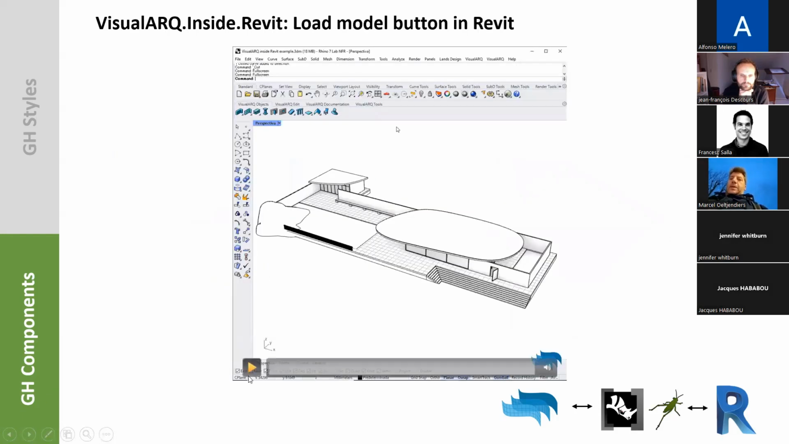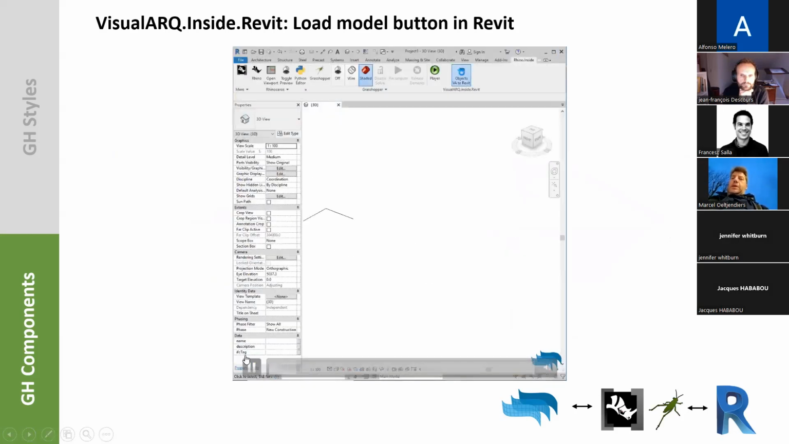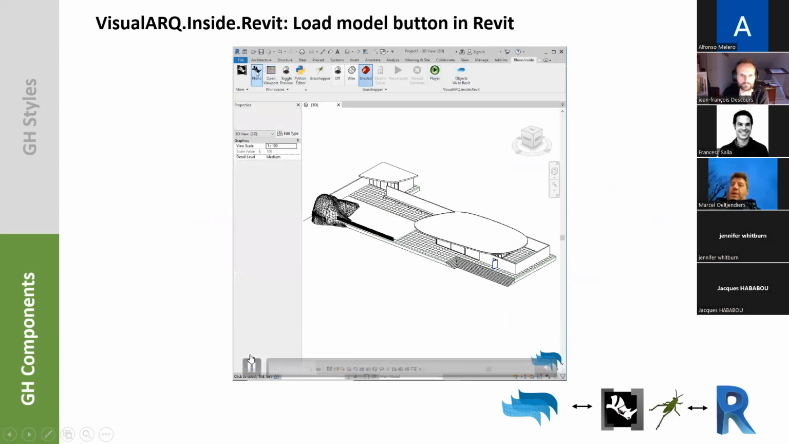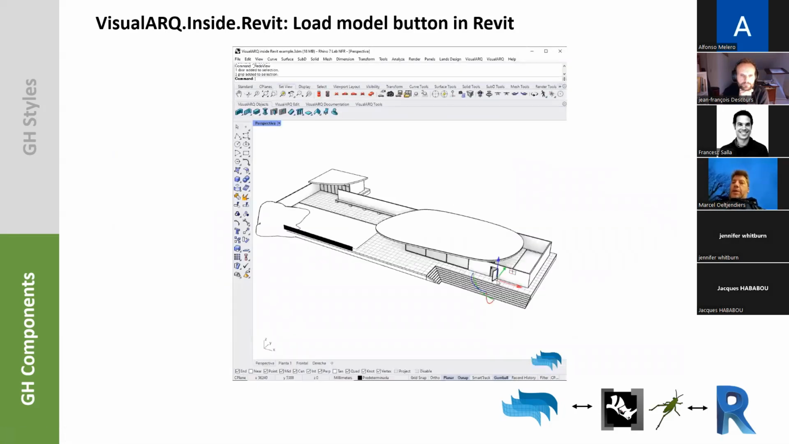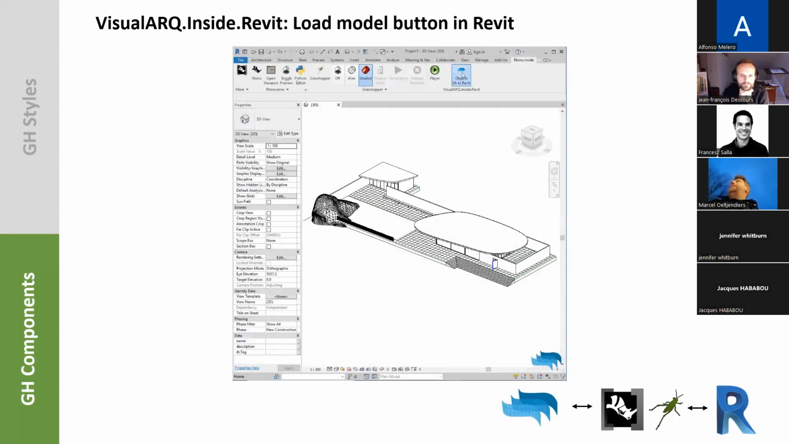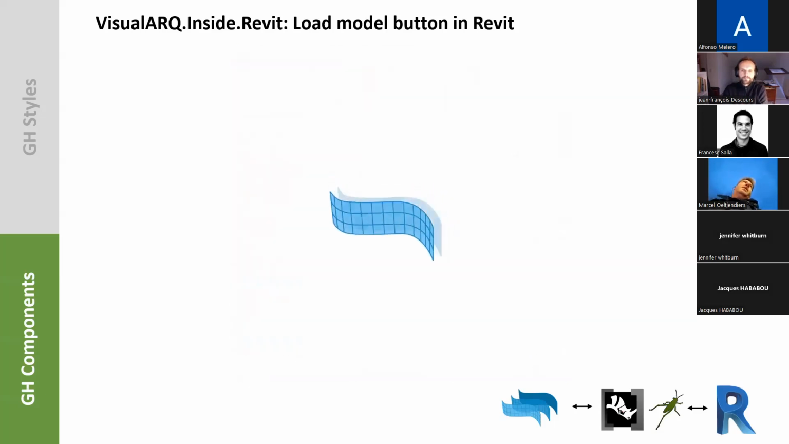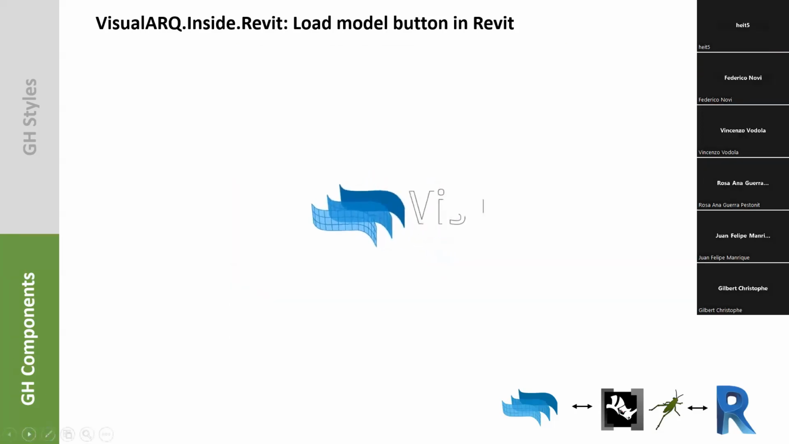And just another example of this technology. Actually, we can create buttons inside Revit that run Grasshopper scripts. And if these scripts already reference all the visual objects and transform them into Revit models, we can just hide Revit, work on the 3D model in Rhino, and push this button to have everything updated in Revit.